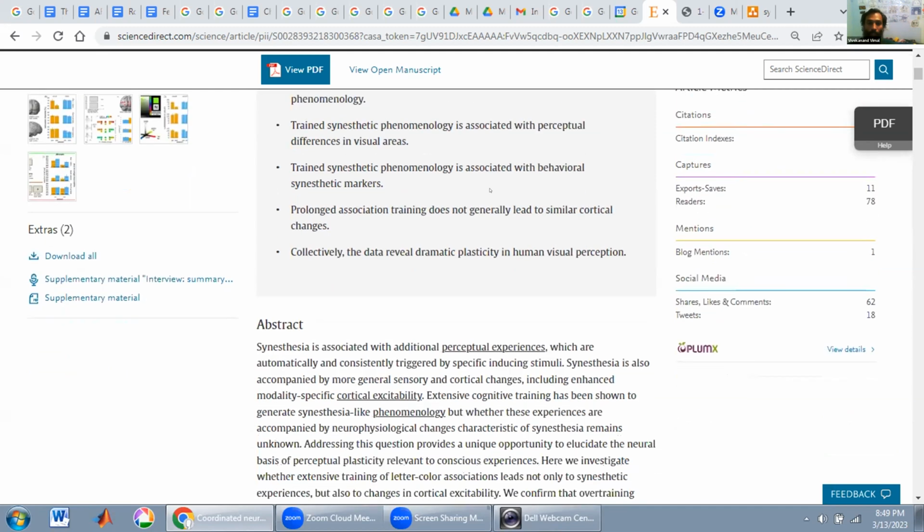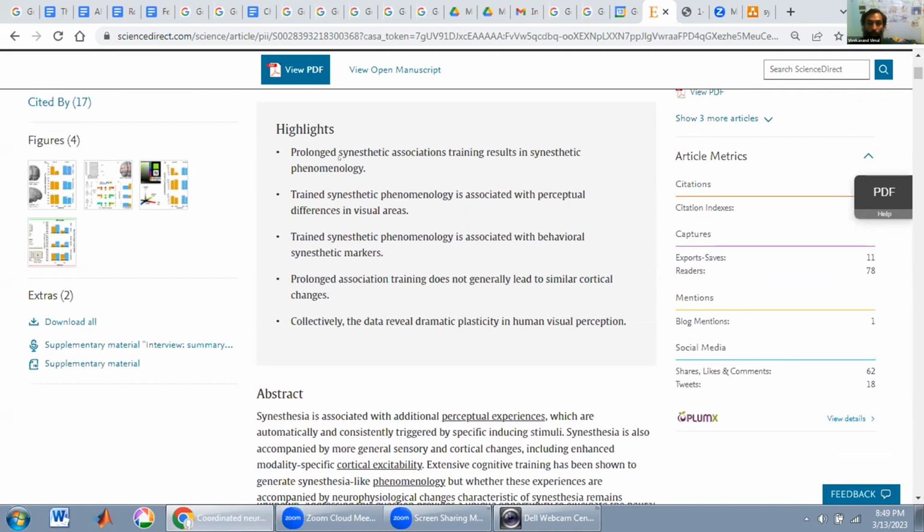Okay, so what did they find? They found that prolonged synesthetic association training, so this is just their training program to take people who don't have synesthesia and try to give them something that's similar to that experience, it actually results in synesthetic phenomenology. And what this word, again, just means is that people actually experience the phenomena of synesthesia. They didn't have synesthesia before, and they actually feel like they're experiencing it genuinely.